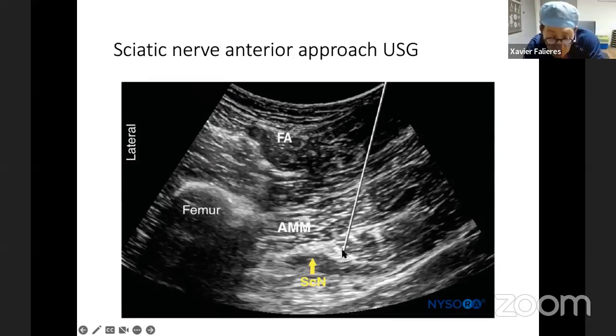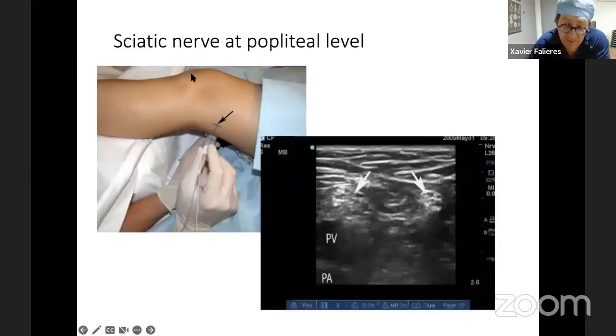We have been giving it very frequently for about 1 year, and we are very happy with this approach. So when you have ultrasound, you can give it once again. You will see the femur, the femoral artery, the adductor magnus, and just under it, the sciatic nerve. This nerve is very popular, but only with ultrasound guidance.